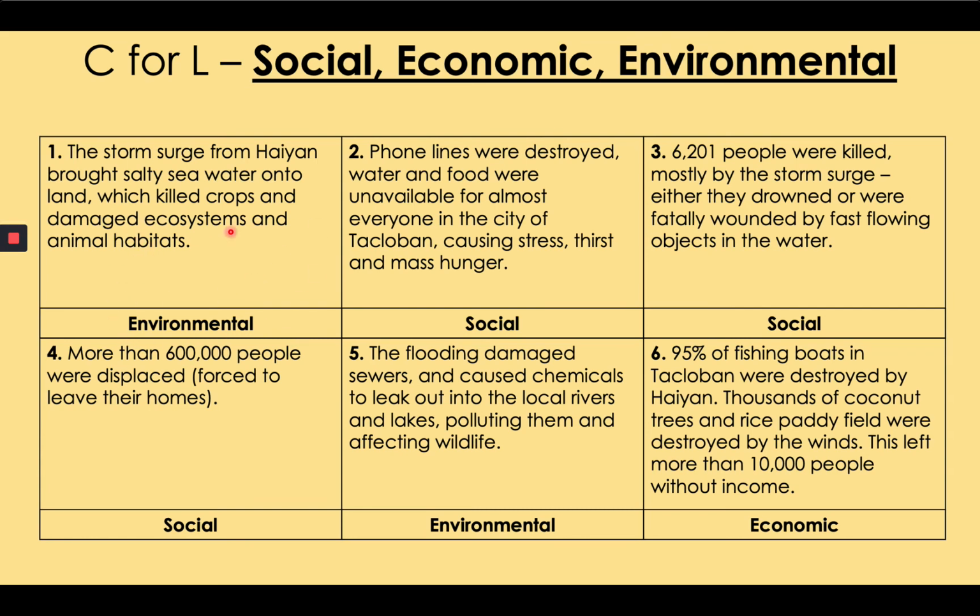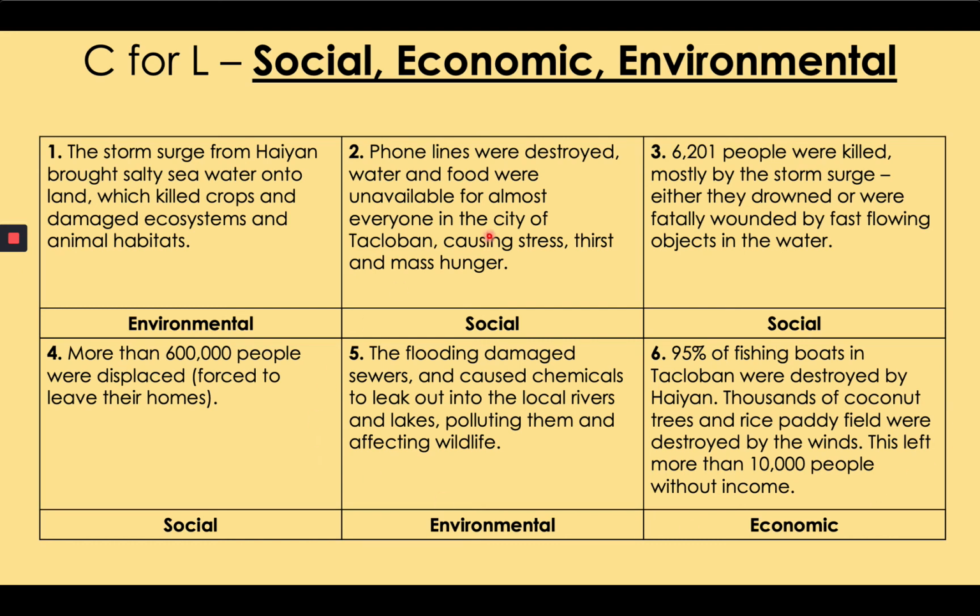Remember that anything environmental is about pollution or the natural environment. So ecosystems, animal habitats, crops, this is environmental. Whereas social is about people and specifically their health, their education, and their happiness. Hunger affects health. Again, death is a social issue. Displacement, people being forced to leave. Pollution of rivers and lakes. And finally, a loss of income is economic. That's about jobs. Economic means about jobs and money.